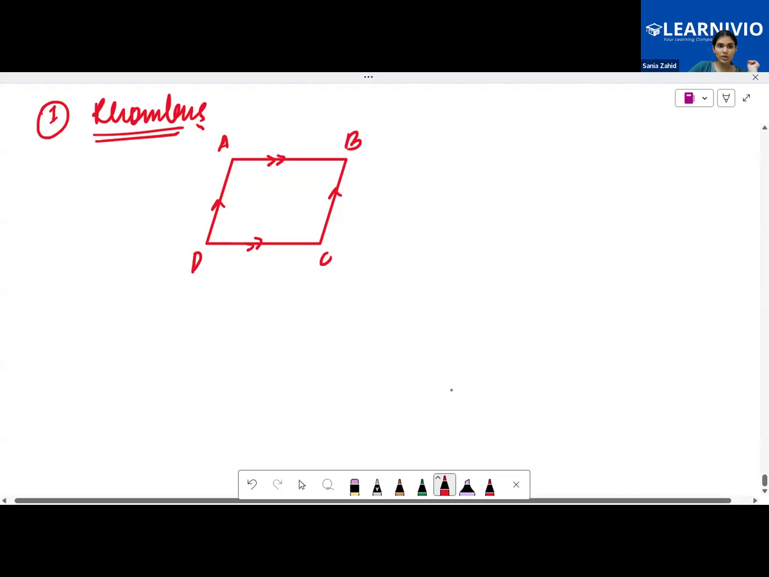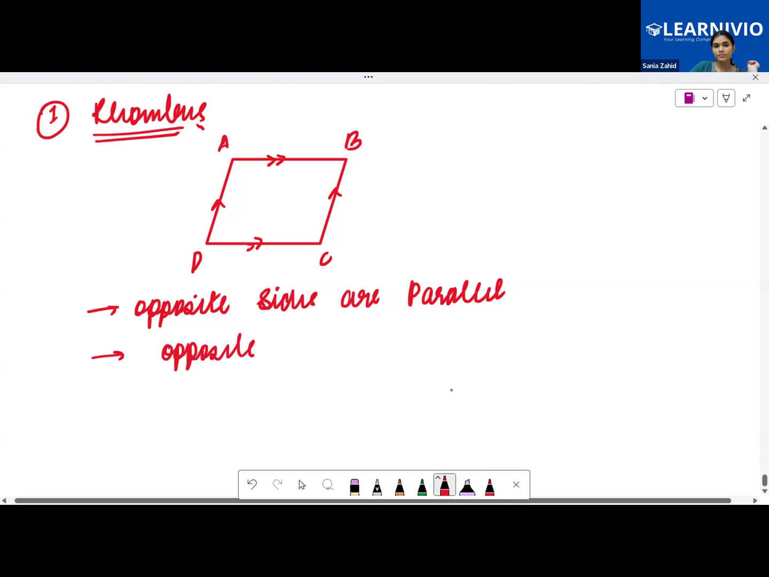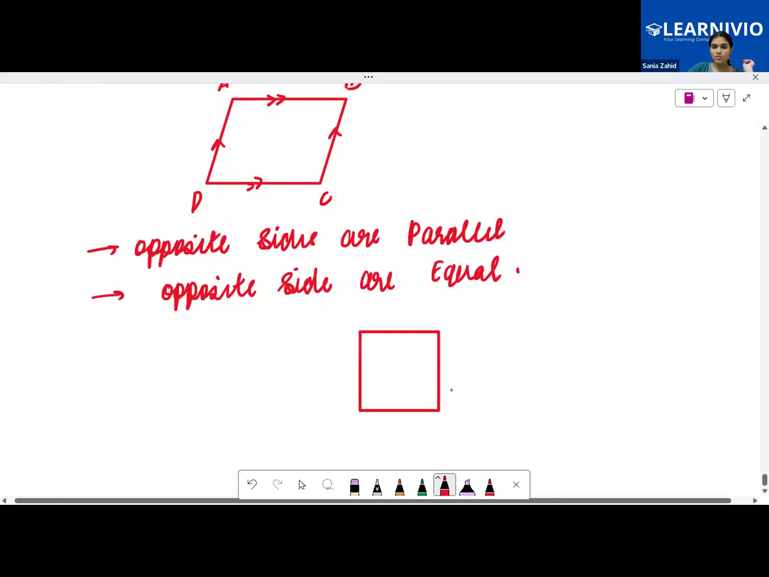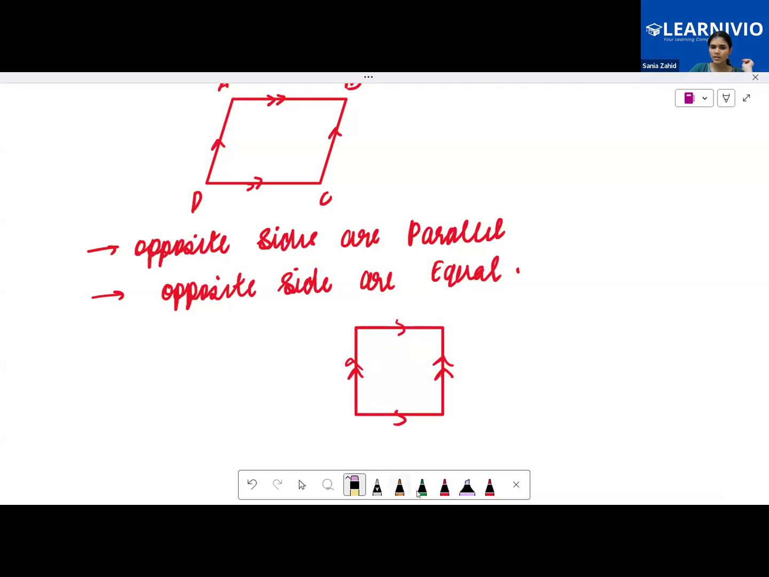What is the first point? The first point is opposite sides are parallel. Then the next point is opposite sides are equal. Now you would say that these two properties fit for a square as well, right? For example, this is a square. So in a square also the opposite sides are parallel and they are equal. This is true for a square also, but how is a rhombus different from a square?